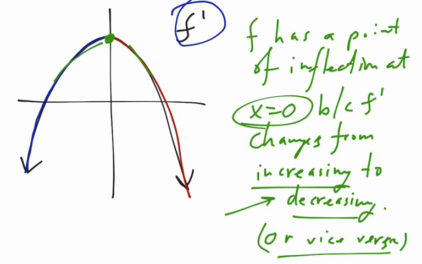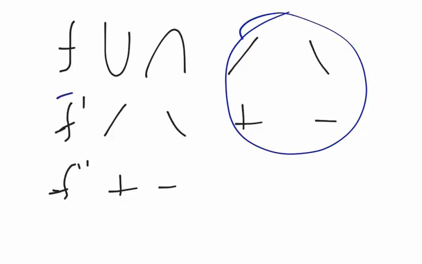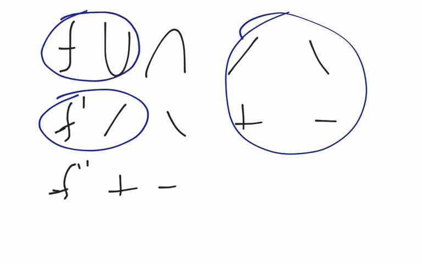On this graph, we can also tell where the graph of f is concave up or concave down based on f prime being increasing or decreasing. Notice again this blue part, f prime is increasing. So on this blue part, f is concave up because f prime is increasing. And that comes directly from the fun chart as well, over here, right? If f prime is increasing, which it was, f has to be concave up.